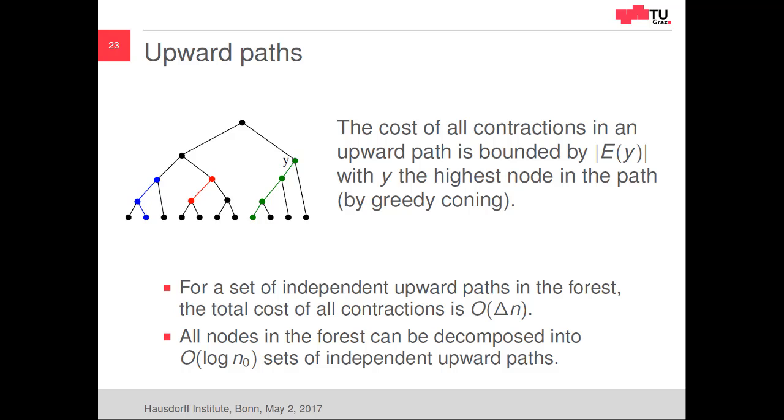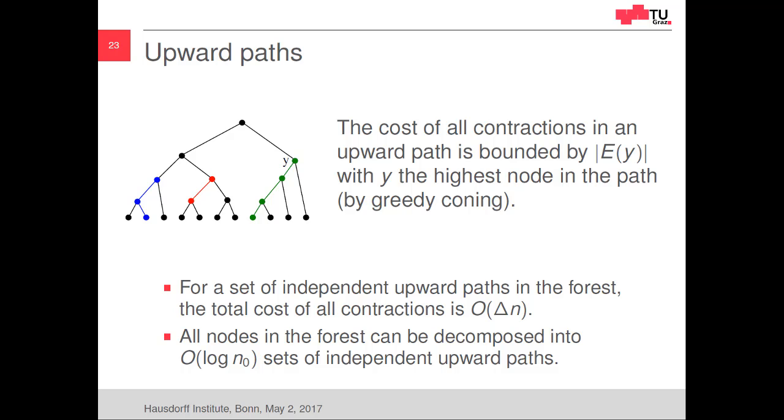And now you can take an independent set of upward paths. That just means that the top vertices are independent. So these 3 colored paths here are independent. And now you bound the total cost of all these nodes together. This is bounded by delta times n, just by combining this lemma with the lemma from the previous slide. Okay, so we have bounded the cost of all these colored nodes now.